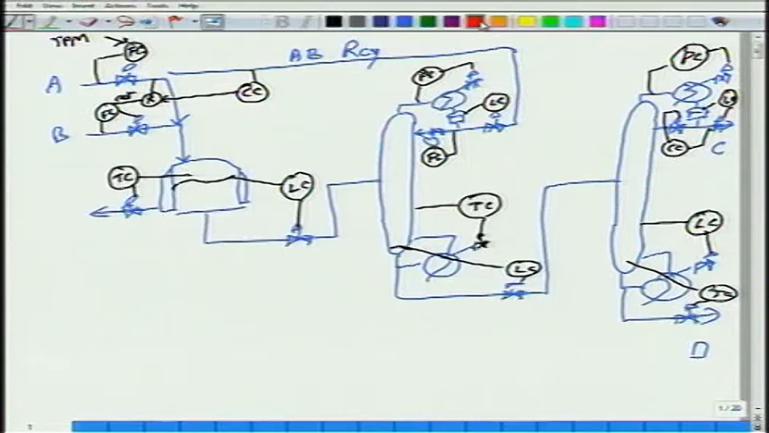Degrees of freedom, I repeat, 1, 2, 3, 4, 5, 6, 7, 8. These are the 8 things that the operator would specify to run the process. These are the 8 steady state degrees of freedom.